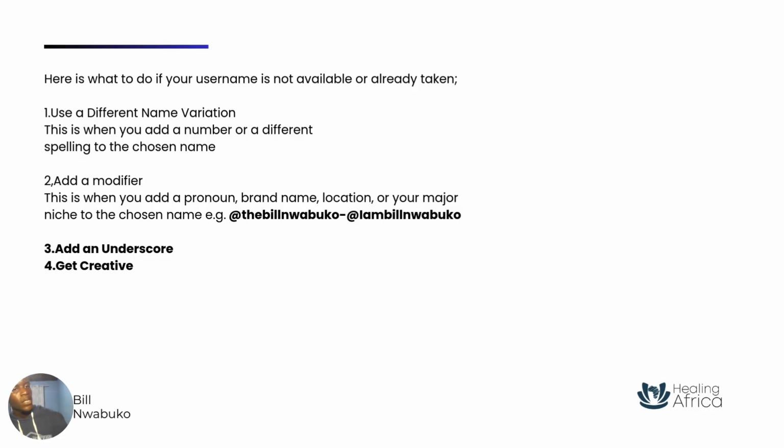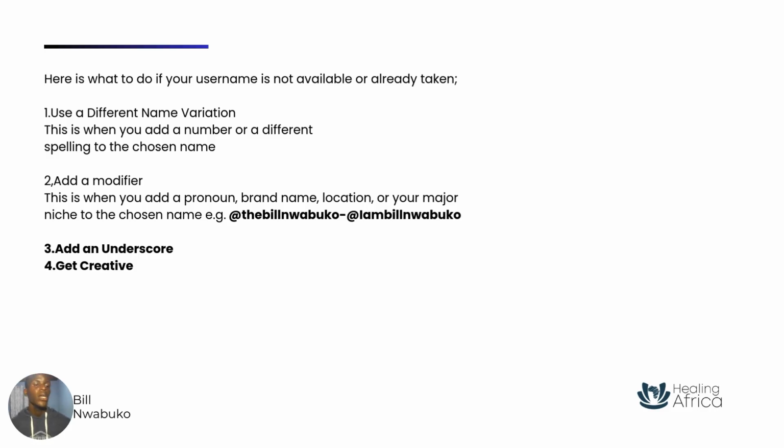So firstly, you can use a different name variation. This is when you add a number or a different spelling to the chosen name. So just in case I'm using Bill and somebody else is using Bill, and I want to stand out, I can add a number, like Bill 24, Bill 23, Bill Design and things like that. These are things I can add to my name in order to make my name different from other people that are using my name.